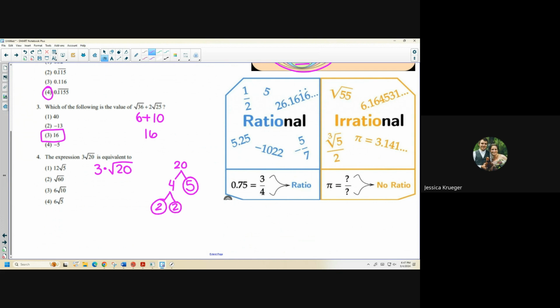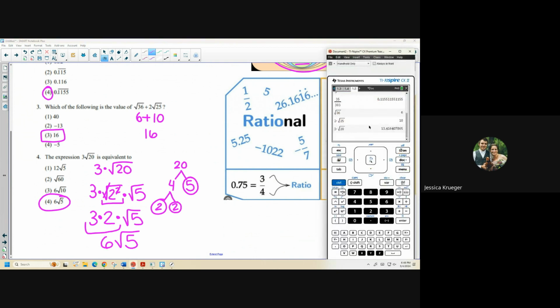So I can rewrite this as 3 times the square root of 2 squared times the square root of 5. This can be simplified. The square root and the squared cancel, so we get 3 times 2 times radical 5. 3 times 2 is 6. So this becomes 6 radical 5, which is answer choice 4.